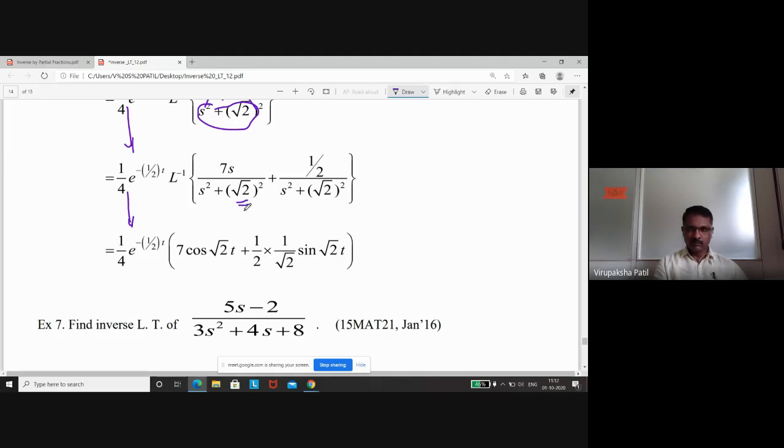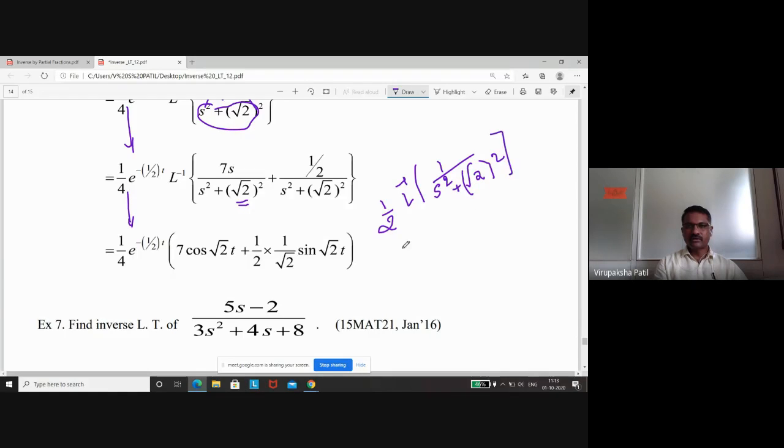A is equal to root 2 here. So you can write this one as, by using standard inverse transforms, 7 into cos root 2 t. Now concentrating on this, we'll take 1 by 2 outside here. If you take 1 by 2 numerator outside, you are left with L inverse of 1 divided by s square plus root 2 whole square.